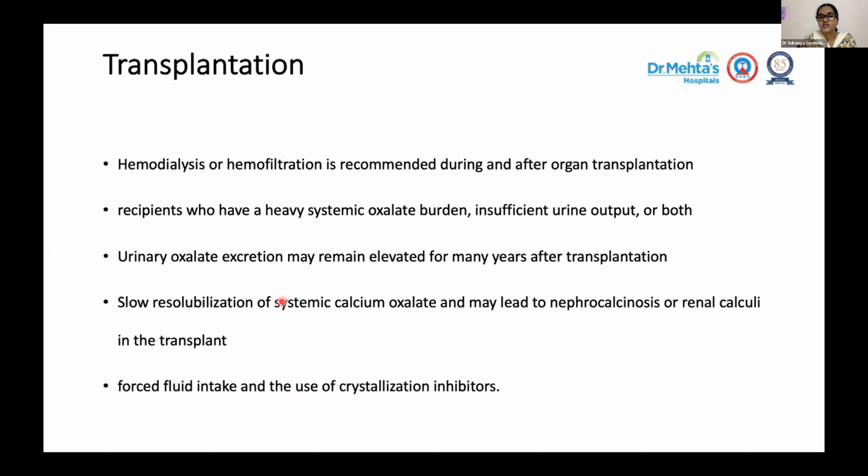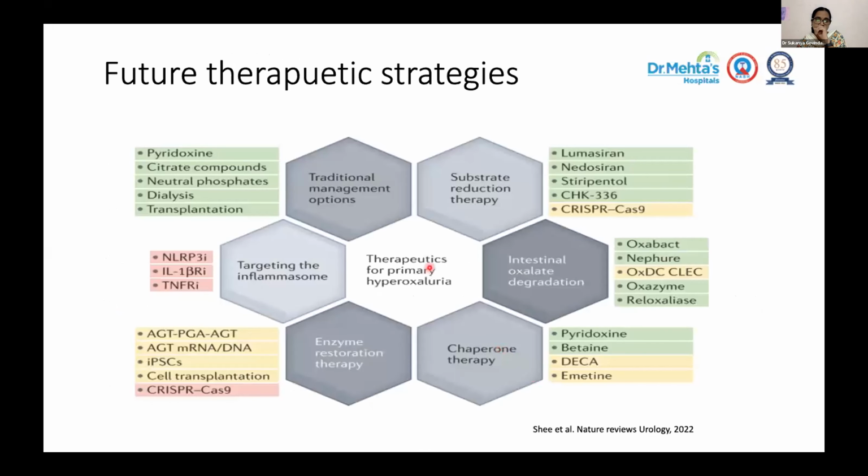Urinary oxalate excretion may remain elevated for many years, and for this reason, many of these patients should have increased fluid intake and also use of crystallization inhibitors. The future therapeutic strategy, however, is promising for this condition, with something called substrate reduction therapy being advocated and tested in recent years. Substrate reduction therapy, especially the drug lumasiran or Oxlumo, is being studied in many phase 3 trials now, and is shown to effectively reduce urinary oxalate excretion and also systemic oxalate load.